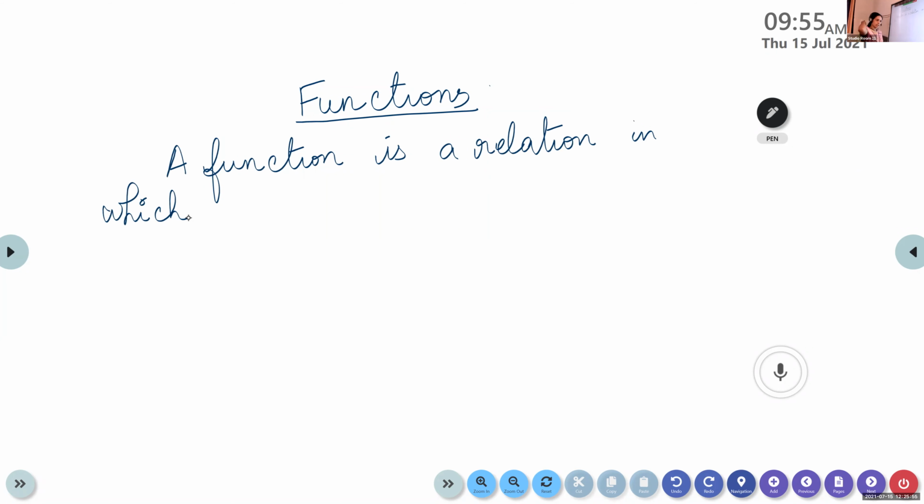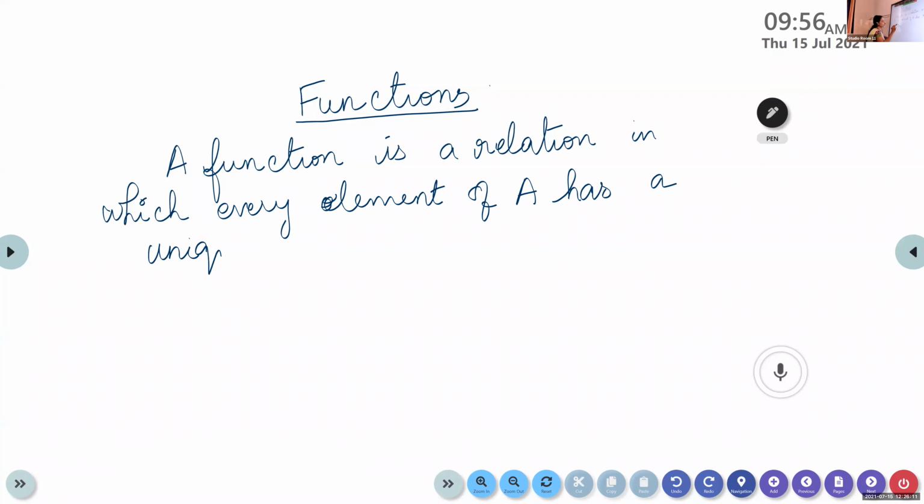A function should be a relation in which every element of A has a unique image in B. A function is a relation. You can define that as a relation.